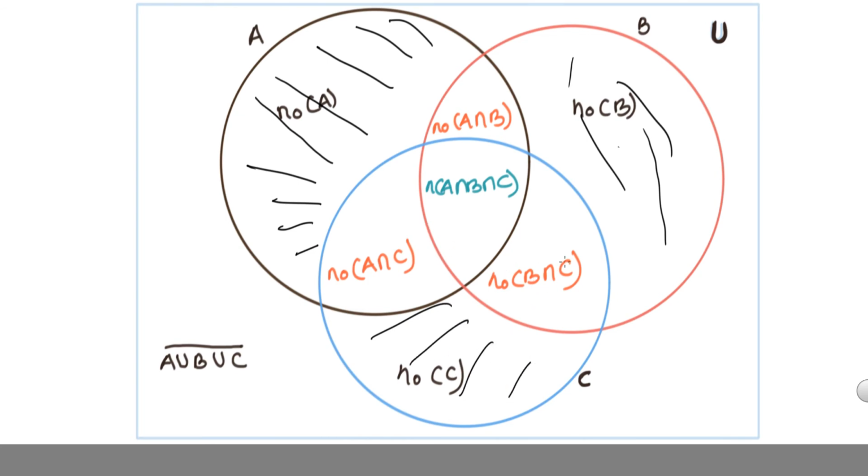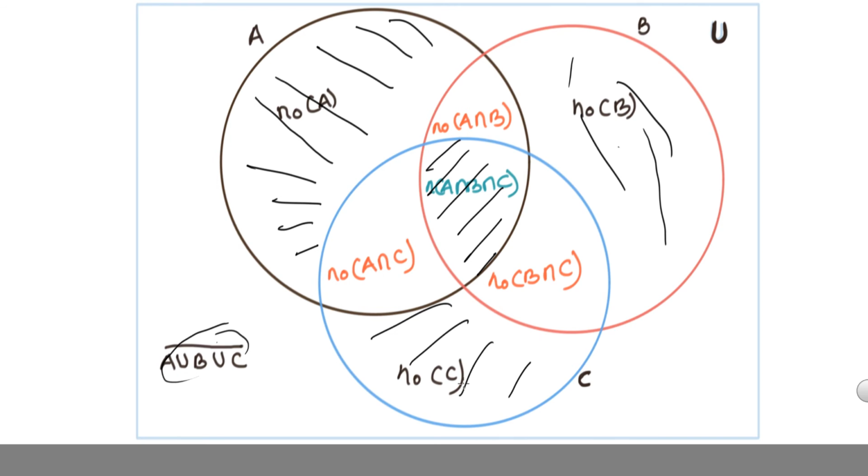this is n not B intersection C. That means it has the intersection part of only B and C. Similarly, this is n not A intersection B, which consists of the common area of A and B only. Similarly, this is n not A intersection C, and this is the intersection of all three, A, B and C, represented by n A intersection B intersection C. And the outside area inside the rectangle is A union B union C complement.